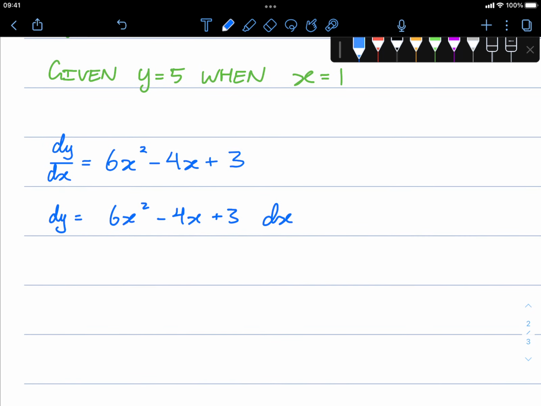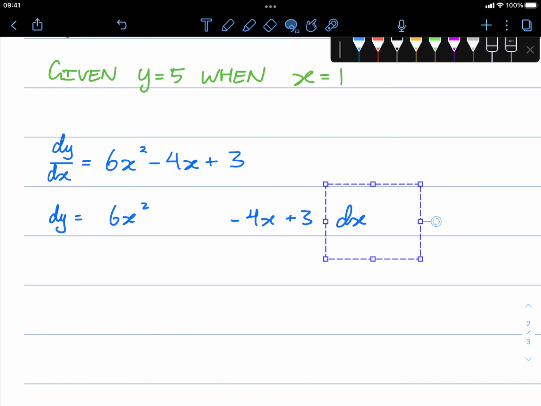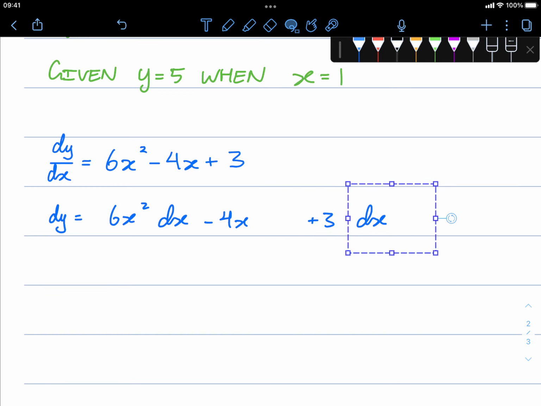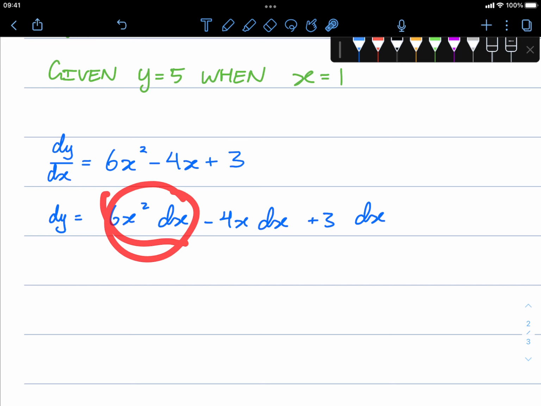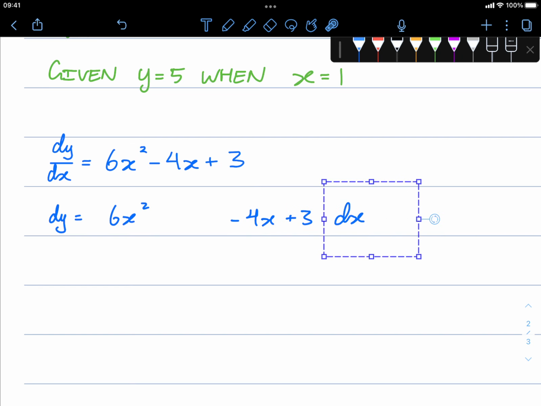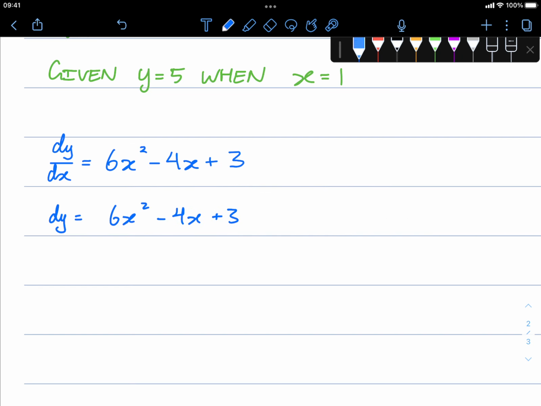It's because normally, if we were to multiply it, the dx would be distributed to every single term like this. So it's 6x squared dx minus 4x dx plus 3 dx. But to keep things nice and simple, we treat it like this. Then from here, we integrate both sides with respect to whatever the dx is.